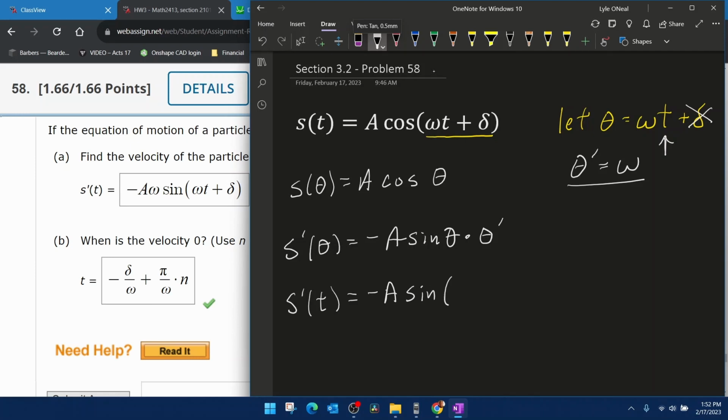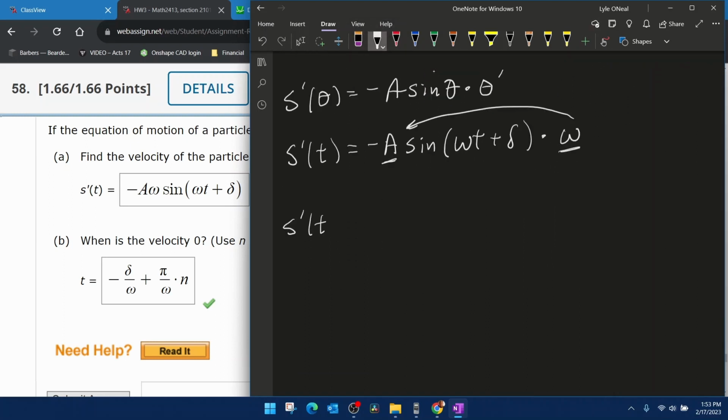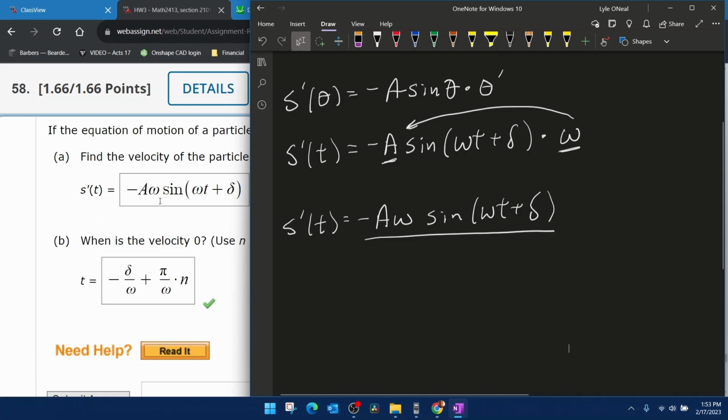Now we can come back and rewrite our derivative in terms of t, giving us negative A sine of theta, which was omega t plus delta, times the derivative of theta, which was just omega. Simplifying, knowing that omega is simply like a number and so is the A, I can multiply those together, giving us s prime of t is negative A omega sine of omega t plus delta. You can see that I have already entered that in my WebAssign, and that's how you get it.